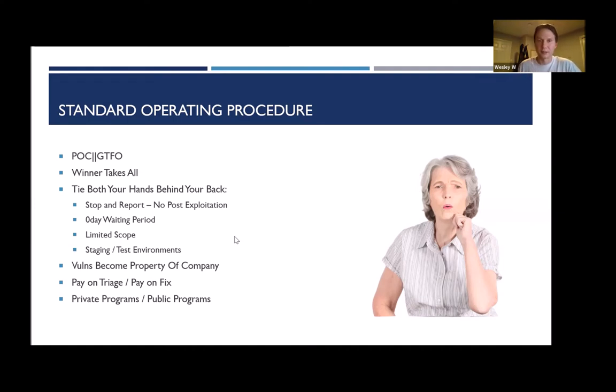review and acceptance. Depending on the company, they'll either pay you right then, they'll say, yeah, it's been reviewed, it's a valid vulnerability, here's your payment. And that's called pay on triage. Or they'll say, okay, great, this is a real finding, we're going to put it in the queue to get worked on and fixed, but we're not going to pay you until we have fixed it. So a lot of HackerOne customers take the pay on fix model.